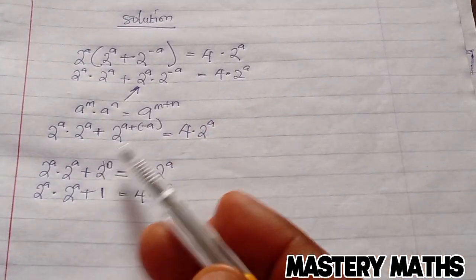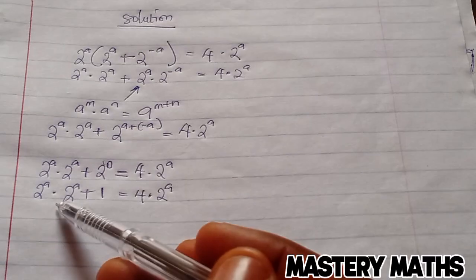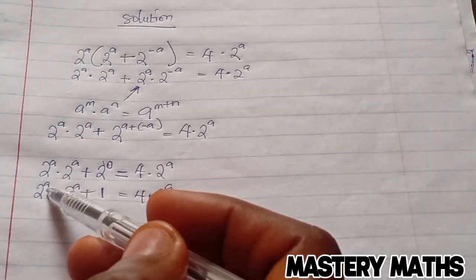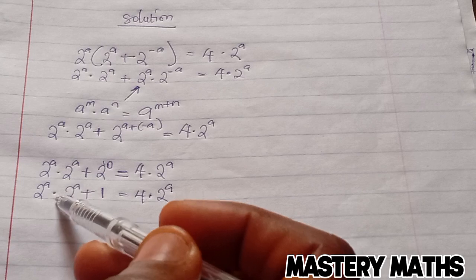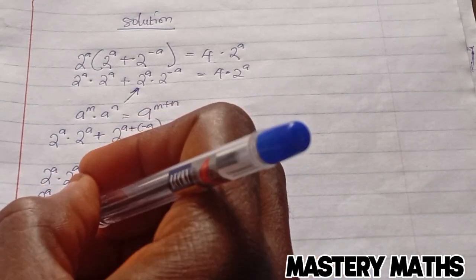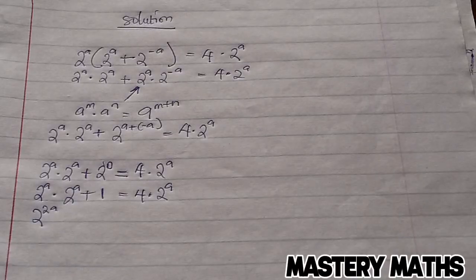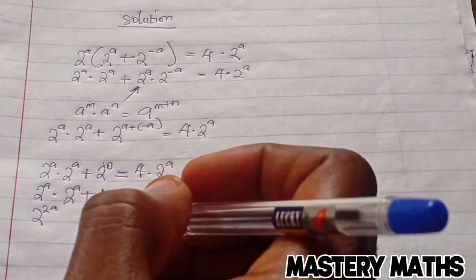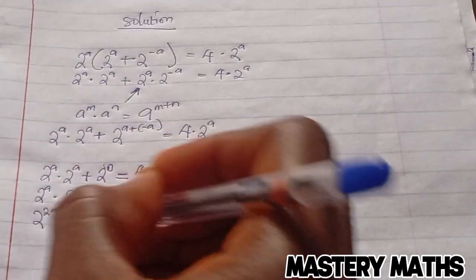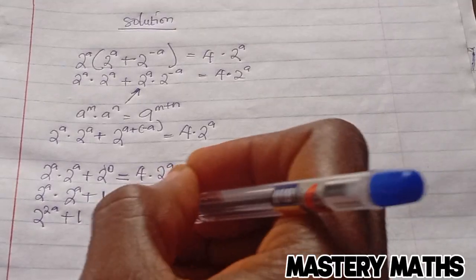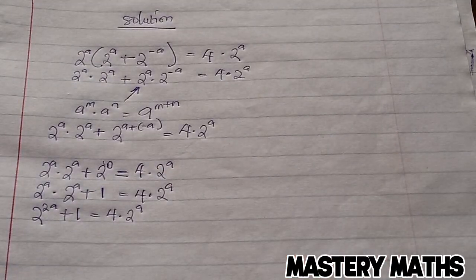Now the same thing that was done here will also happen to this part, where you add both powers together because you're multiplying. So it will be 2 raised to the power a plus a, which gives us 2a. So you did that, 2a. Now you bring down your plus 1 equal to 4 times 2 raised to the power of a.